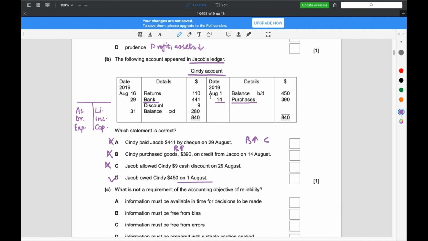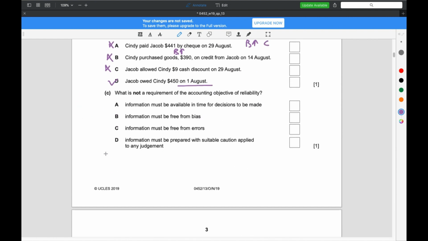All right, 1st of August, the balance brought down is 450, and it's over on the credit side for Cindy, right? So if somebody's account is credit at the start of the year, that means that we owe him, right? It's a liability. That's why it has a brought down over on the credit side. We owe him, and so that person is a liability. So option D therefore is correct.